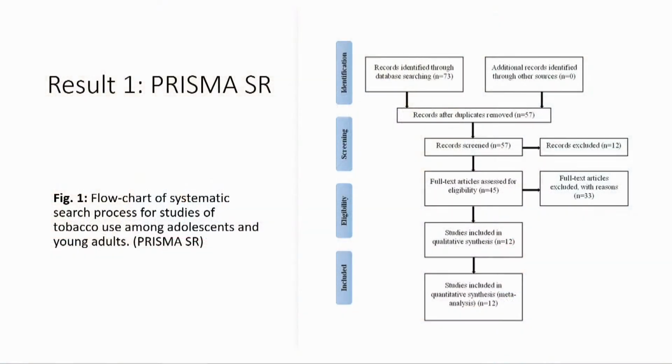What we are looking at now is the PRISMA systematic review. 73 articles were downloaded and searched, and there were no articles from other sources. After removing the duplicates, we were left with 57. Then after scanning further, we were left with 45. Then after removing other articles for specific reasons, we were left with 12 articles. So these are the articles which were included in this study.